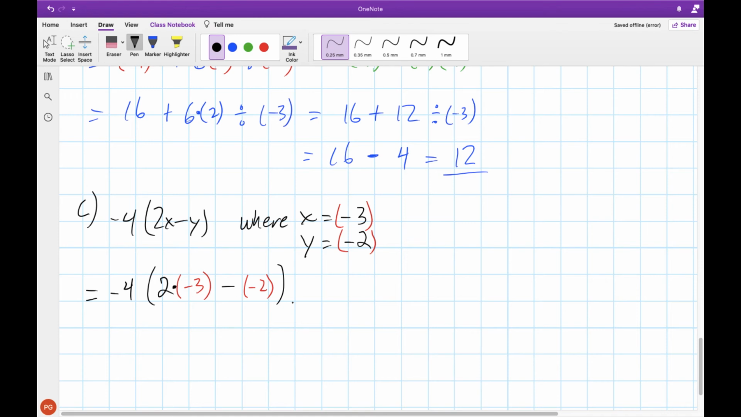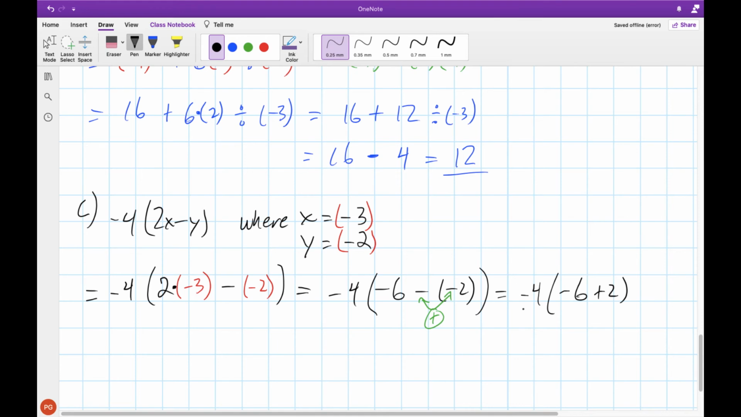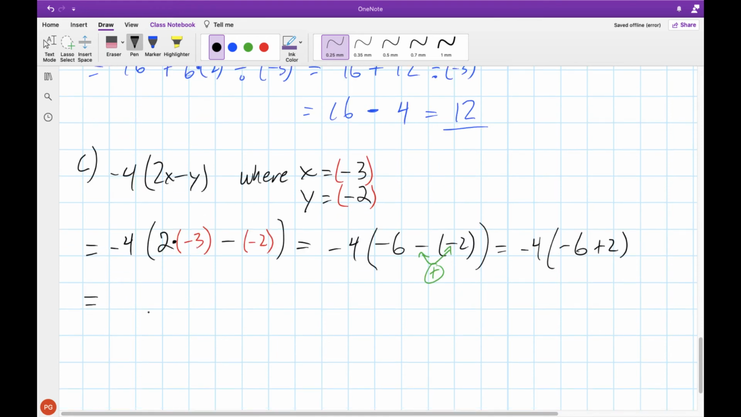We would do the multiplying first. 2 times negative 3 would give us negative 6 minus negative 2. We're still not done in these brackets. We've got minus a negative number, minus a negative. That's the same as a plus. So this would be the same as negative 6 plus 2. Negative 6 plus 2 gives us negative 4 inside of our brackets and a negative 4 on the outside.